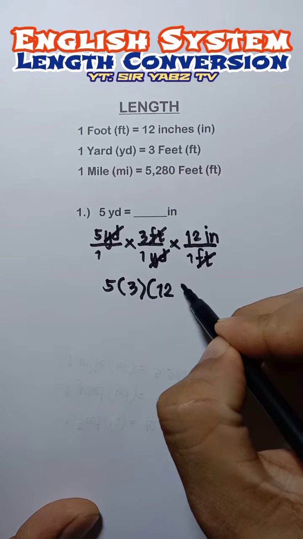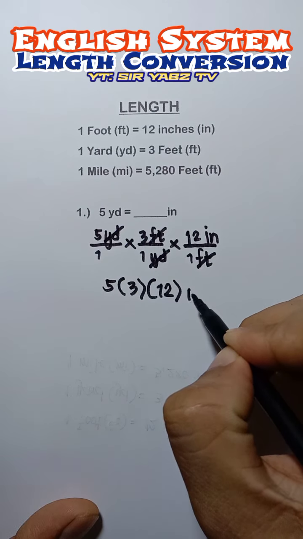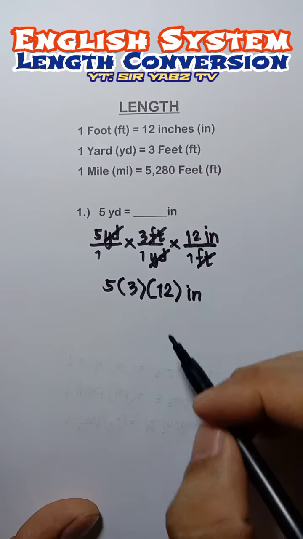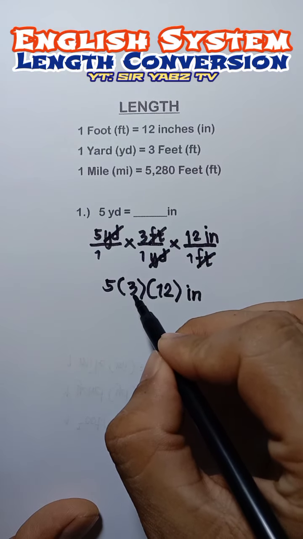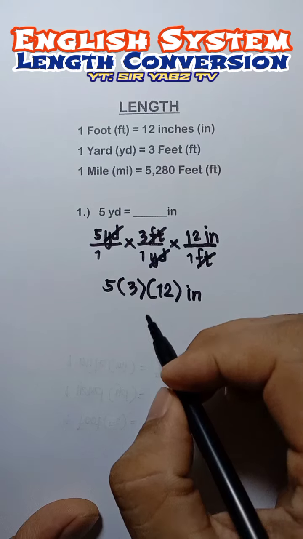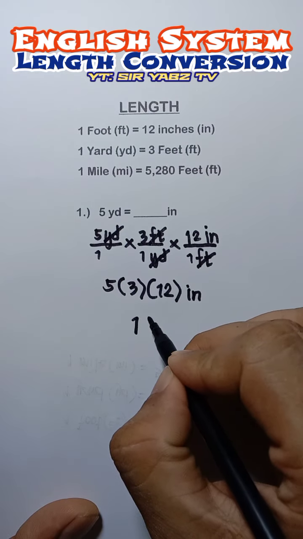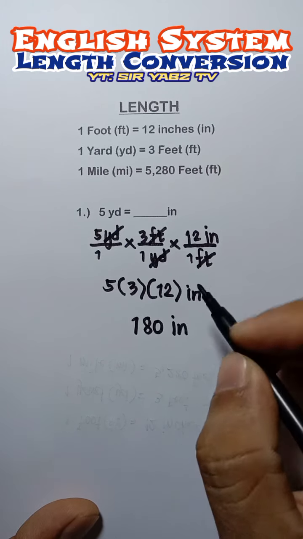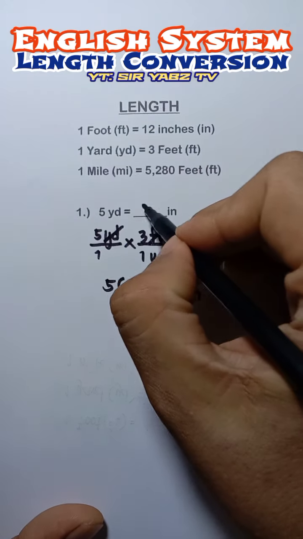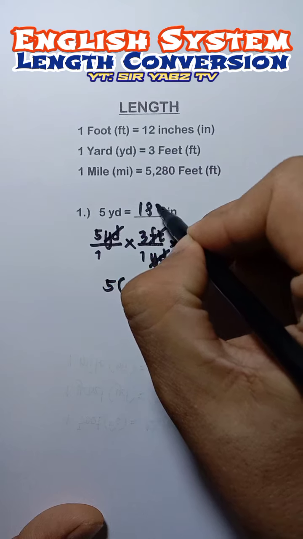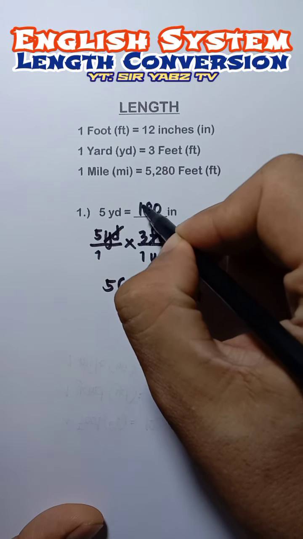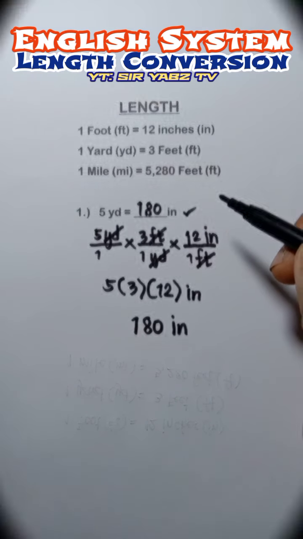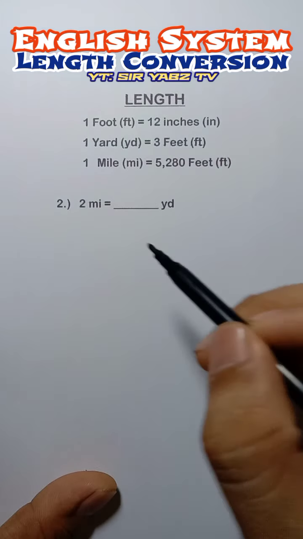our expectation. So numerator 5 times 3 times 12 inches. Then denominator 1 times 1 times 1. So we don't need to write that. So 5 times 3 times 12 is equal to 180 inches. So that means 5 yards is equal to 180 inches. Okay, check. So this is just an example for 5 yards to 180 inches.